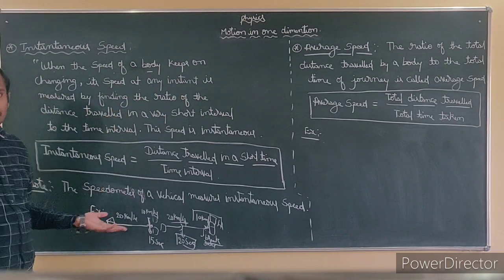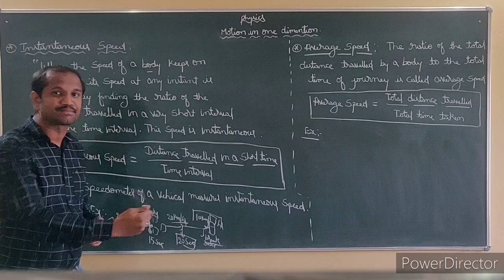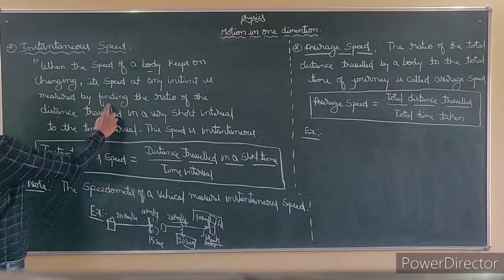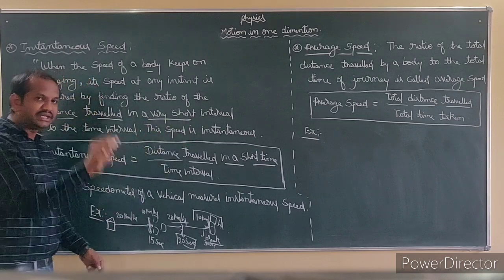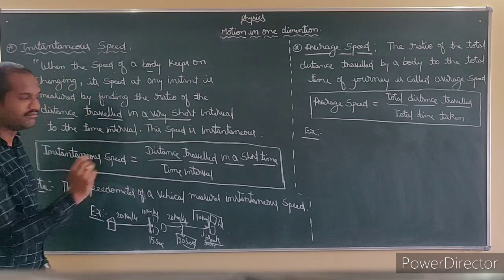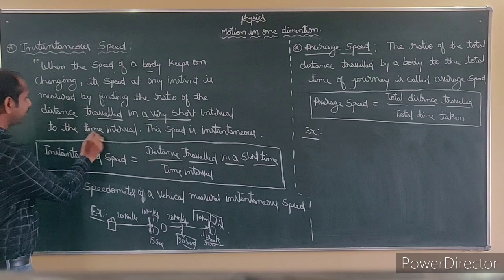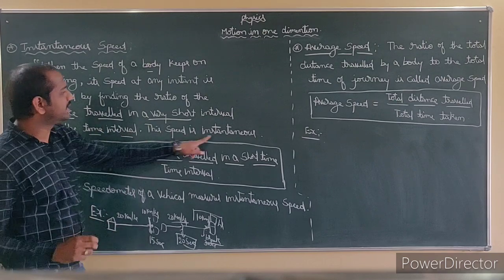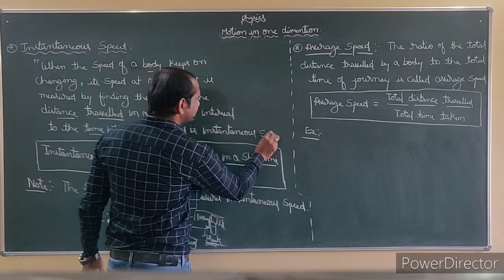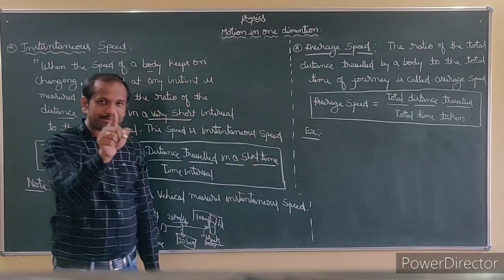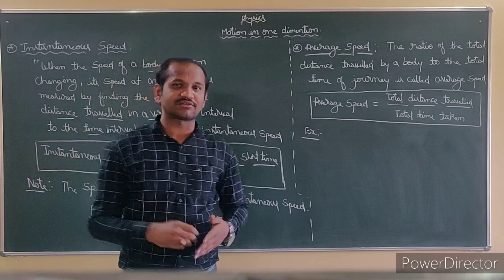Its speed keeps on changing, but still how can we find the speed at a particular instant? It is found by taking the ratio of the distance traveled in a very short time interval. Now, what is the distance we have traveled in that time interval? This speed is known as instantaneous speed. Did you understand? At that part of time, let it be a distance of anywhere.